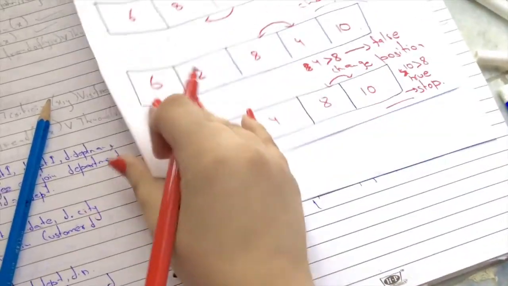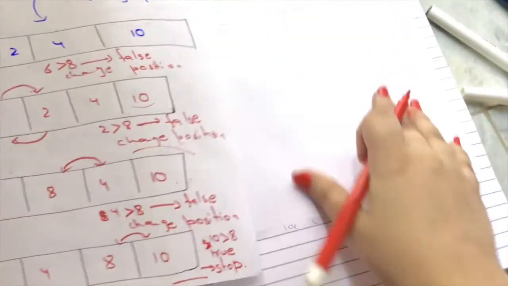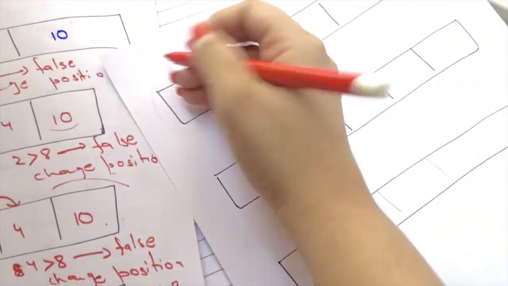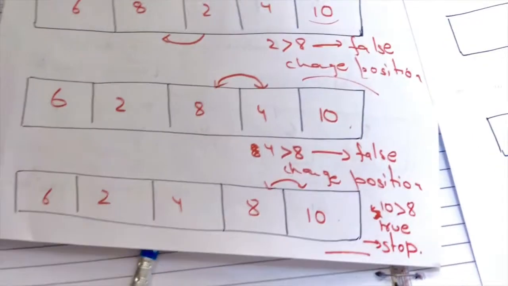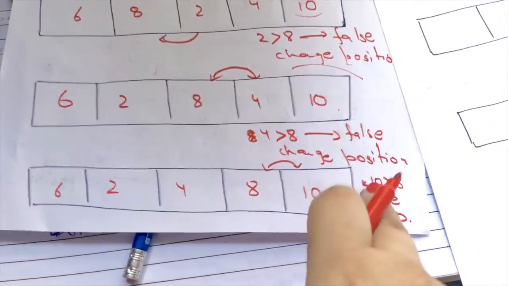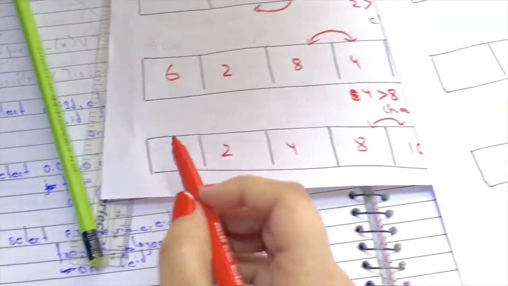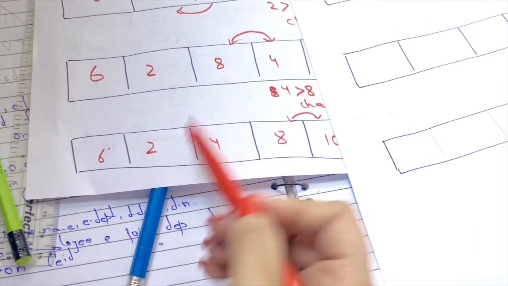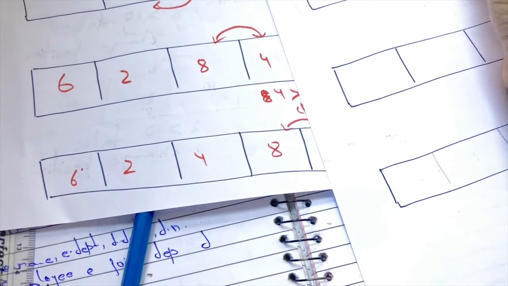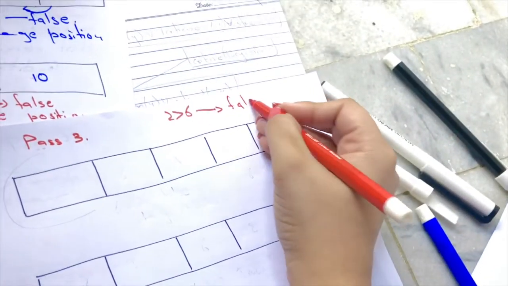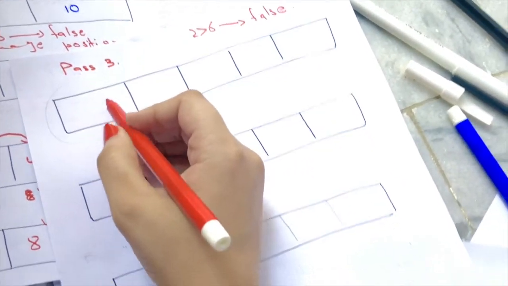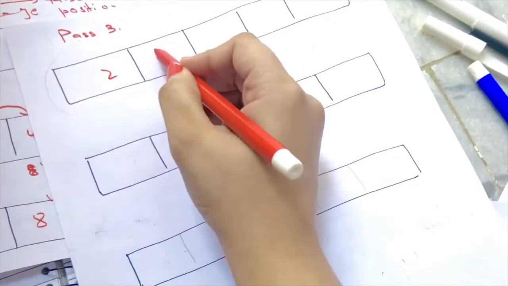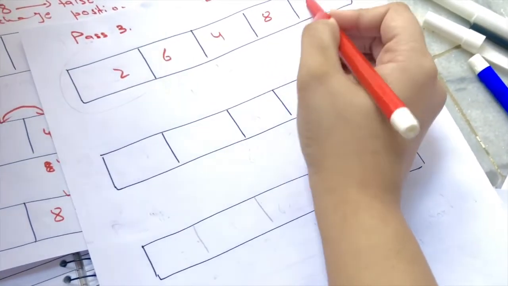And now our second pass, third pass actually, pass number 3 starts. So where we left off, 6, 2, 4, 8, 10, that means we are going to apply the condition on 6 and 2. So is 2 greater than 6? No, this is false. That means we need to change our position, and our list becomes 2, 6, 4, 8, 10.